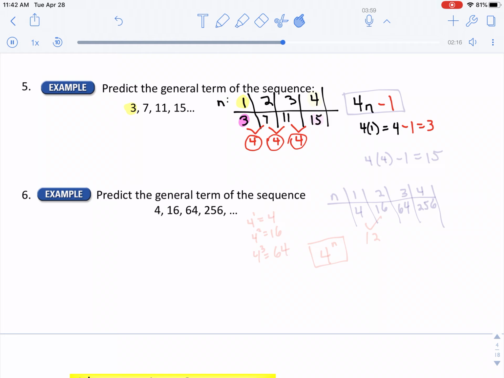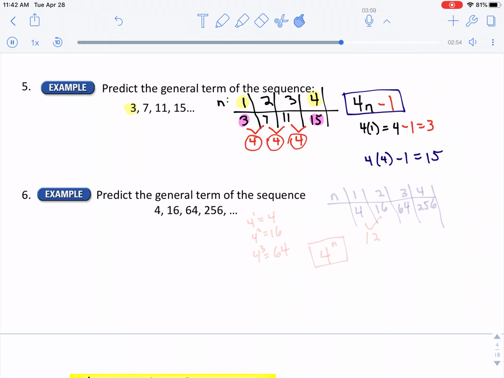Now we want to check that with a different term. I'm going to jump down to the fourth term. What I want to see is, if I put in 4, will I get this 15? So let's see. 4 times 4 minus 1, does that equal 15? And yes, it does. So I know that my answer is correct. The general term for this sequence is 4n minus 1.